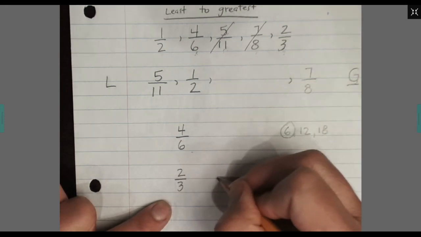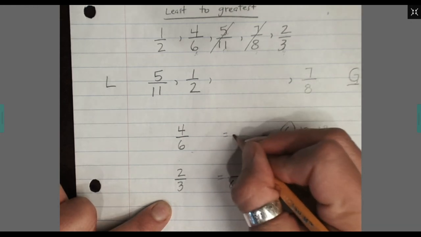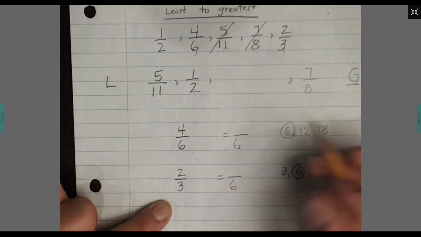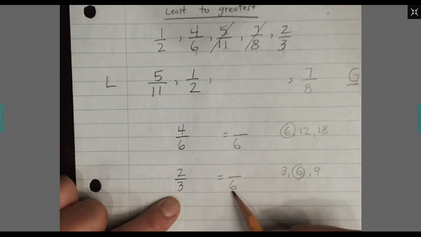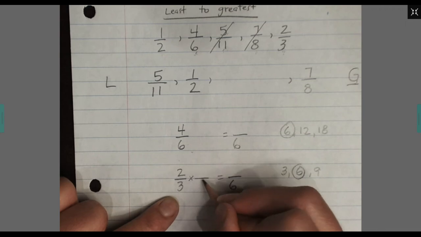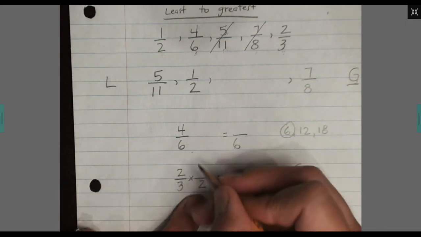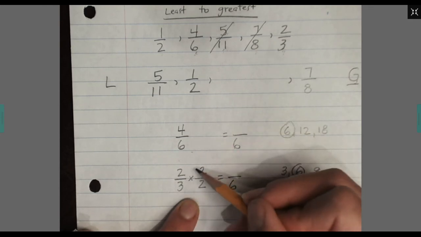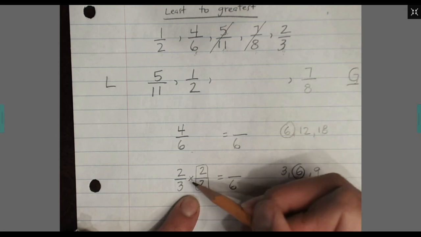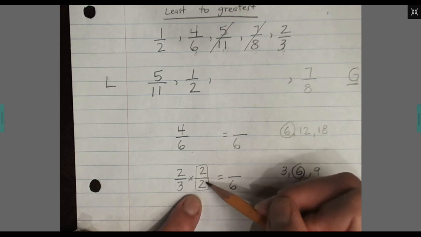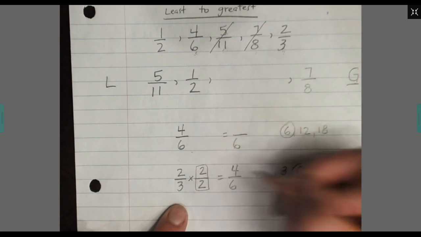So both of these are going to have a denominator of 6, so I can compare them more easily. 3 times or divided by what gives me 6? 3 times 2 gives me 6. So if I multiply my denominator by 2, I have to multiply my numerator by 2 because remember, this has to be equivalent to 1. I'm multiplying this fraction by a fractional form of 1. So 2 times 2 would give me 4.